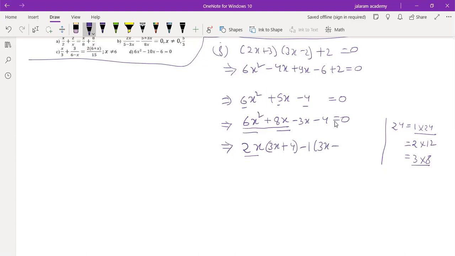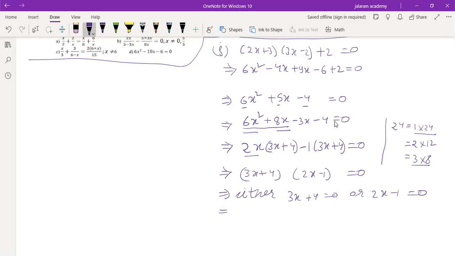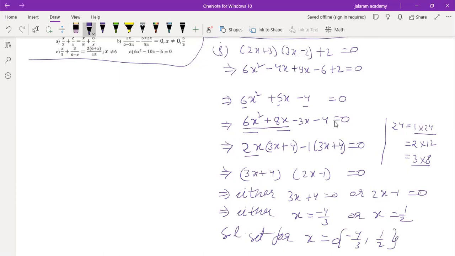Minus 1 common from the next two. So 3x plus 4 equals to 0. Why is there a need to write the extra steps? Now if we take 3x plus 4 common, into 2x minus 1 equals to 0, it implies either 3x plus 4 equals to 0 or 2x minus 1 equals to 0. It implies either x equals to minus 4 by 3 or x equals to half. So the solution set for x is minus 4 by 3, comma, half. Understood everyone?